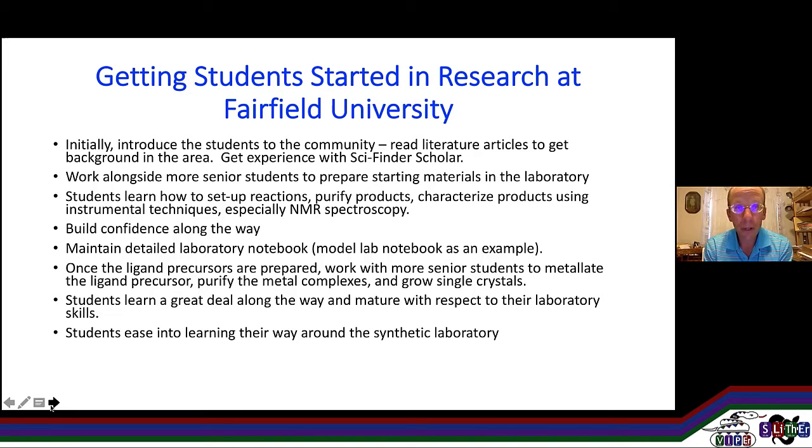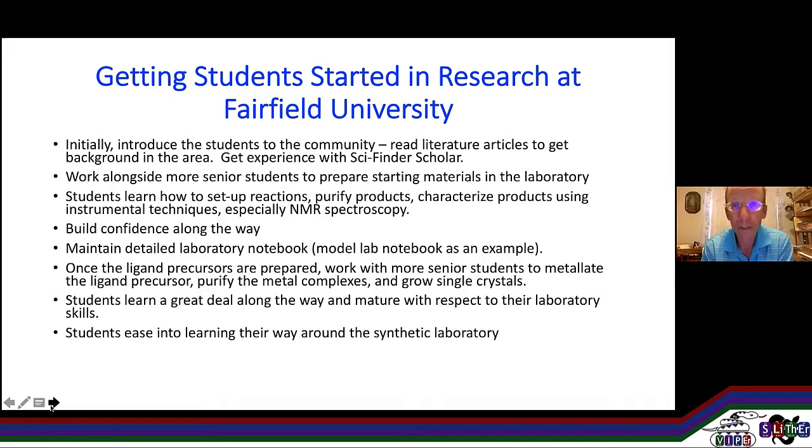I always pair my beginning students with more senior students, and I always have them start off by preparing starting materials in the lab. Okay, so these are things I know work. We've made them many times, but they get some skills in doing so. They build some confidence along the way. It's new for them, so they're excited about it. The experiment works, so they're not that frustrated. So just by doing so, they get to learn how to set up reactions, purify products, run TLCs, run columns sometimes, characterize products, a lot with NMR especially. We do some UV-vis as well.